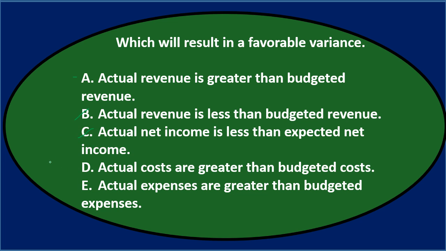D says actual costs are greater than expected costs. Costs, kind of like expenses. So the actual costs, the things we had to pay for, are greater than we thought we had to pay for. That doesn't sound good. So that's unfavorable. And E says actual expenses are greater than budgeted expenses. Again, we're usually talking about costs with this type of analysis, first of all. And two, it's the same kind of thing. We don't like expenses. And if the actual expenses are greater than what we budgeted them to be, then that's not good. We're going to say that that's unfavorable, and we'll keep it with A here, which is the final answer, which will result in a favorable variance. A, actual revenue is greater than budgeted revenue.